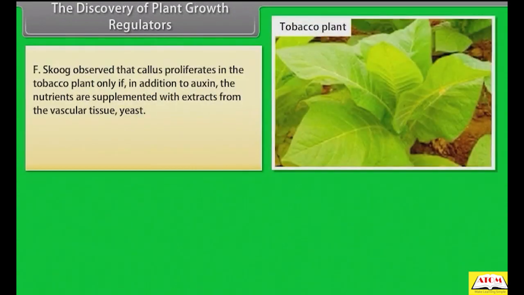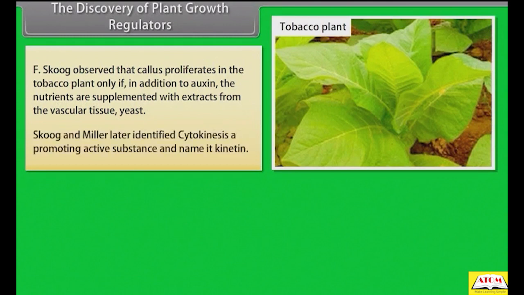The discovery of plant growth regulators. F. Skoog observed that callus proliferates in the tobacco plant only if, in addition to auxin, the nutrients are supplemented with extracts from vascular tissue or yeast. Skoog and Miller later identified a cytokinin, a cell division promoting active substance, and named it kinetin.